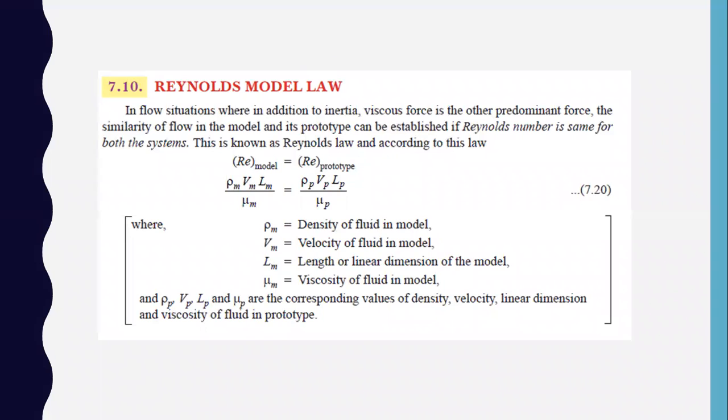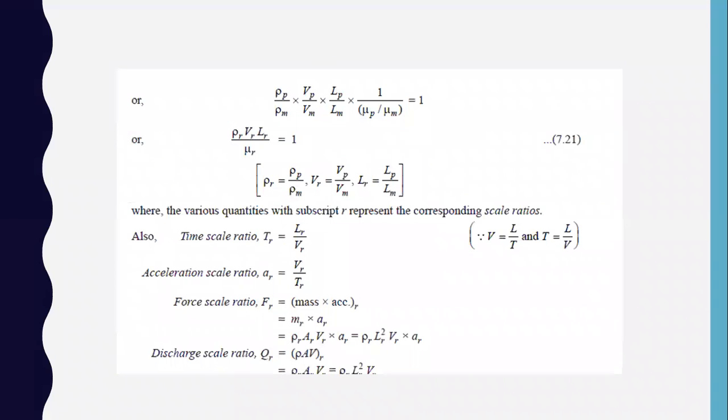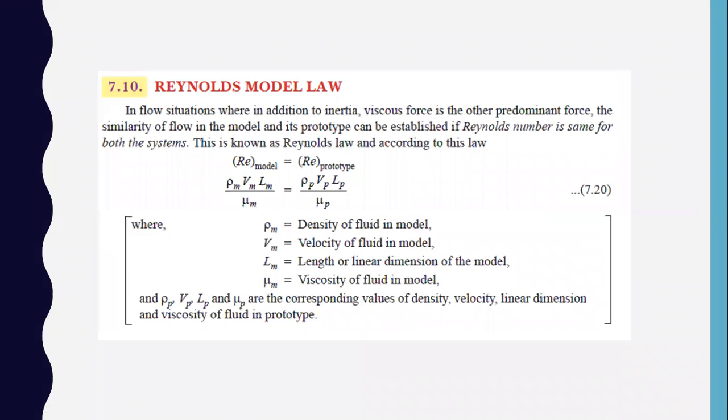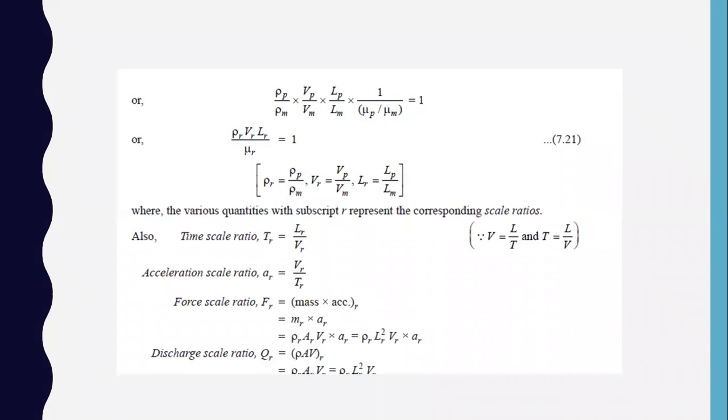We will see some derivations. If we rewrite this, we take everything to one side. So we get the density of the prototype divided by the density of the model, multiplied by the velocity of the prototype divided by the velocity of the model, and the length of the prototype divided by the length of the model, and then 1 divided by mu ratio equal to 1.